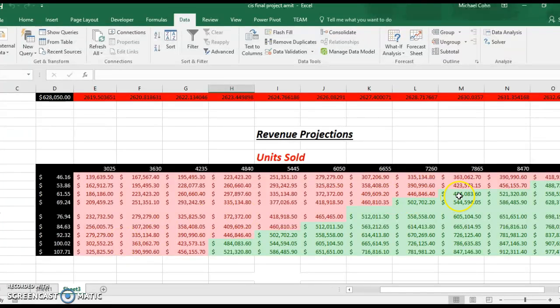And this chart provides a ready reckoner for at what price and at what quantity will you start making money. Because as you can see at 76.94 and 6,050 units, you are just breaking even at the cost price of $465,000.